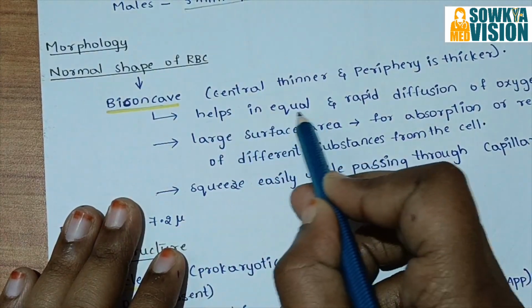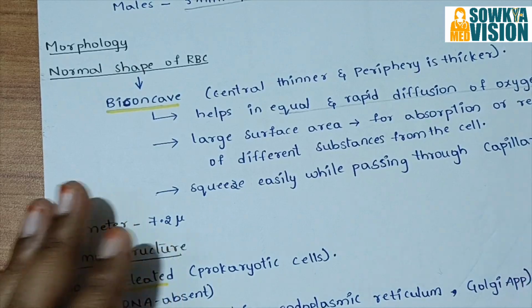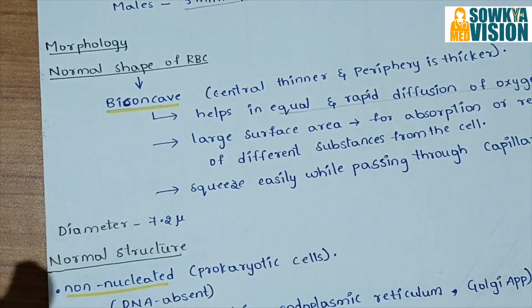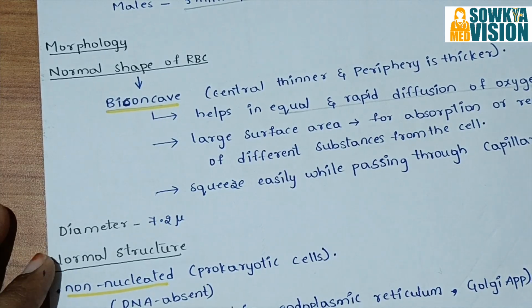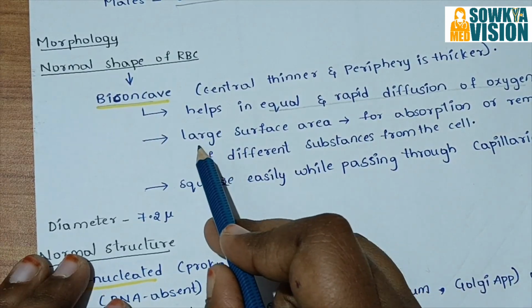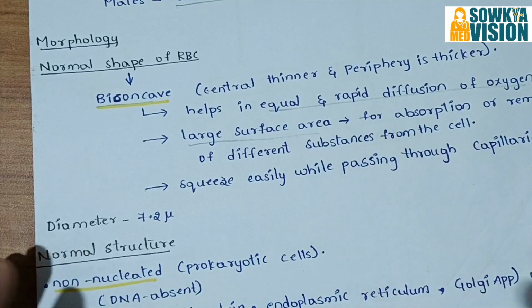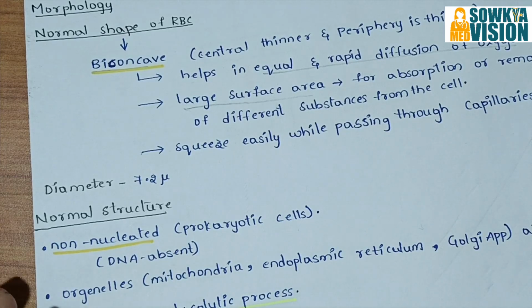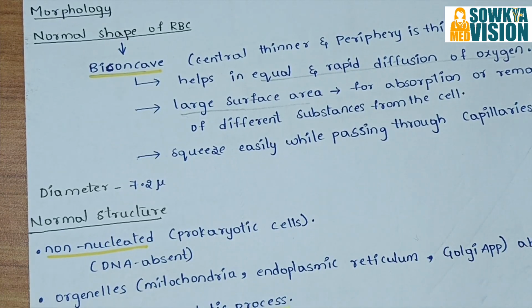Yes, it helps in equal and rapid diffusion of oxygen. As we know, the RBCs containing hemoglobin carry oxygen. So the biconcavity of the RBC helps in equal and rapid diffusion of oxygen. Another feature is large surface area. As it is biconcave, it has a large surface area. Why? For the absorption or removal of substances, to absorb or remove any substance in the cell. This helps in an easy process.